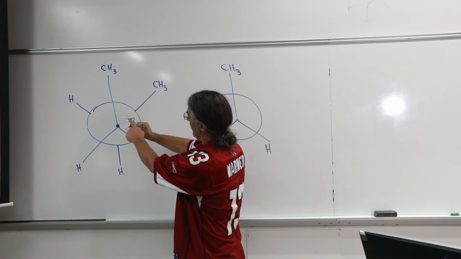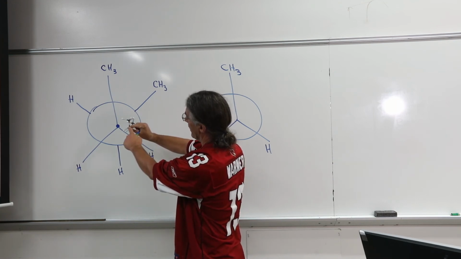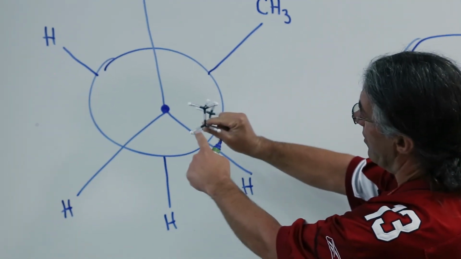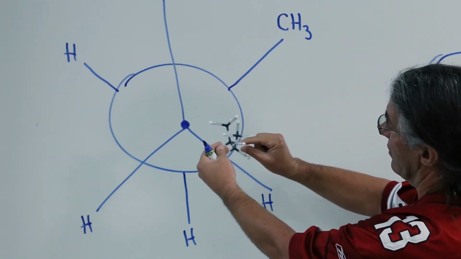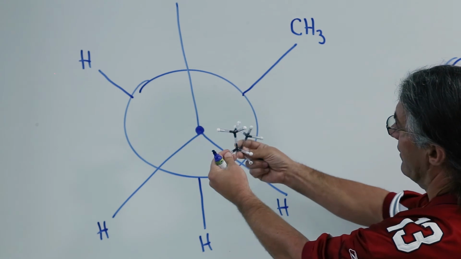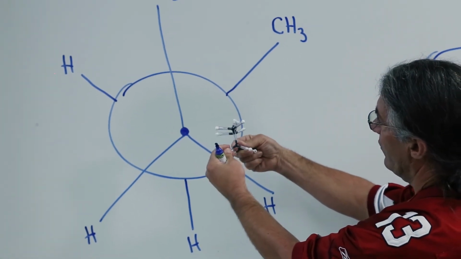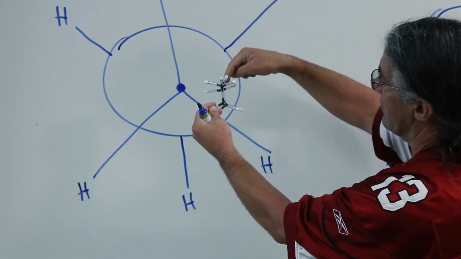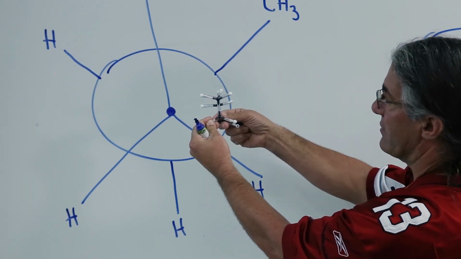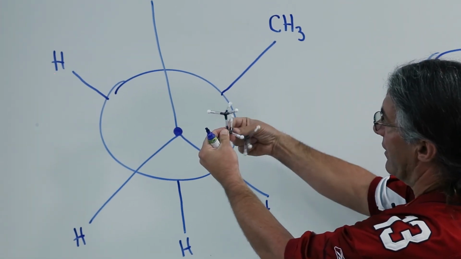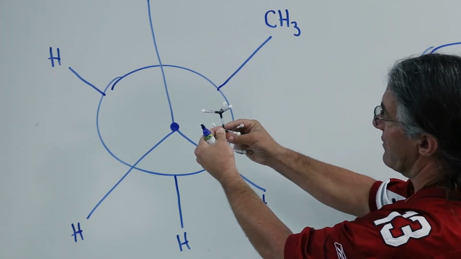Carbon 1 is straight up. Carbon 2 is what we're looking at. The two hydrogens on carbon 2 are down and towards us. Carbon 3 is in back. And if I had it fully eclipsed, these guys would be lined up. That's the highest energy. Anti, they'd be as far away as possible.